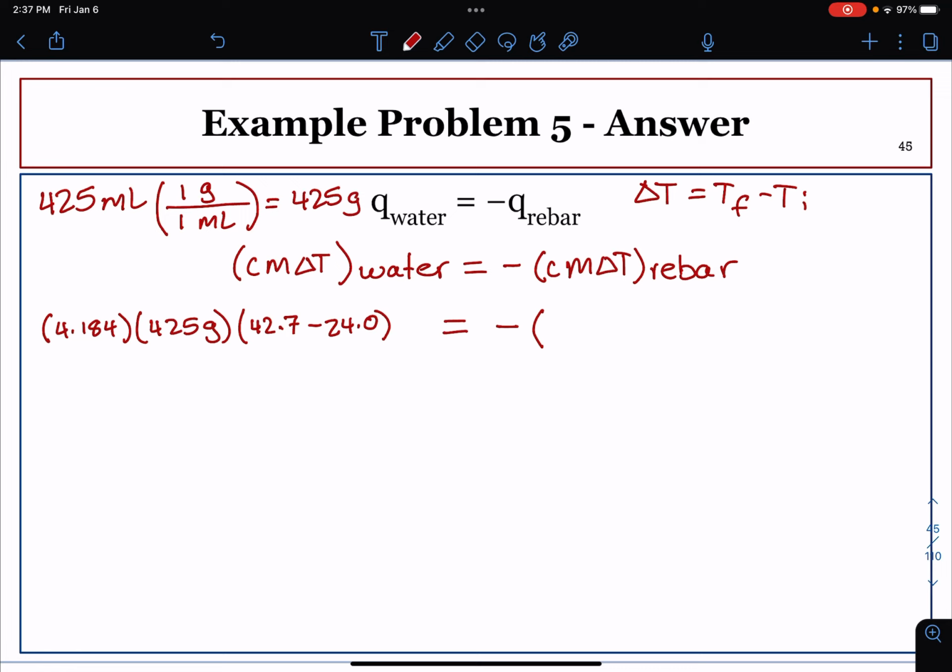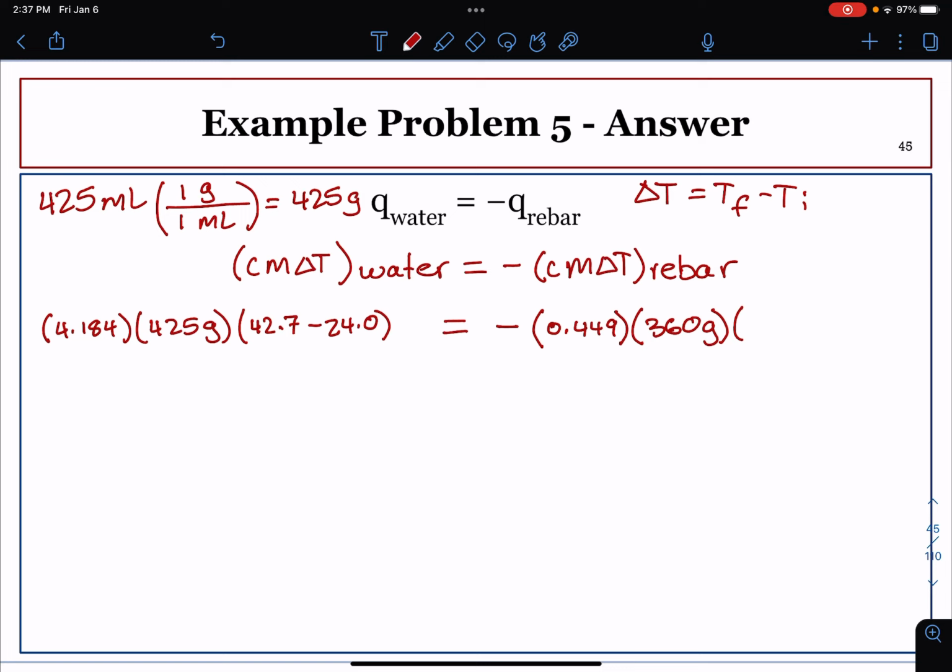Now we have Cm delta T for the rebar. Just remember that there's a negative sign on this side of the equation, which is going to distribute through all of the variables. The specific heat of rebar, the problem says, is the same as that for iron. If you look it up, iron has a specific heat of 0.449. The mass of the rebar is 360 grams, as told by the problem.